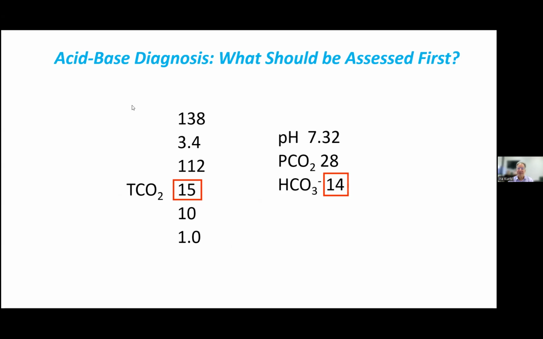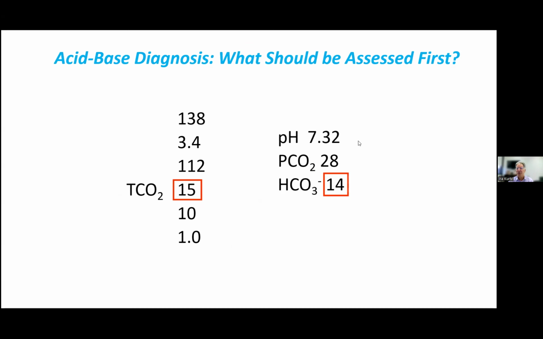So now let's get to the clinical side of things. Now you're confronted with a bunch of numbers and your mind is overloaded. The question becomes one question only. At least there should be one question only in your mind, and that is, what should I look at to assess someone's acid-base status?